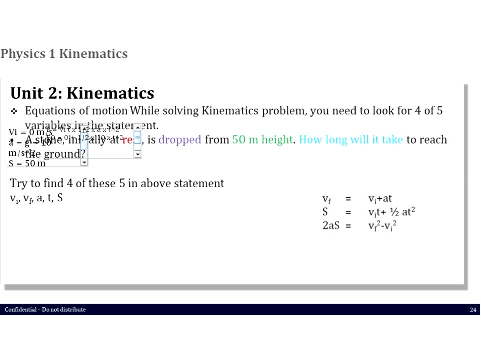So we get T squared is equal to, divide both sides by 5, you have 10, and T is equal to square root of 10, that is 3.16.